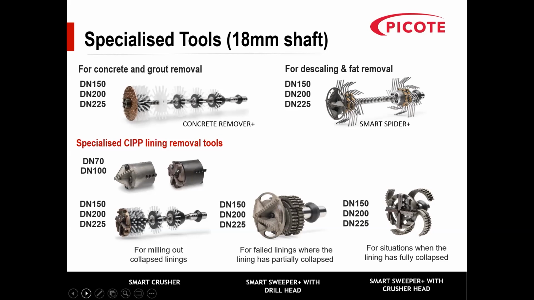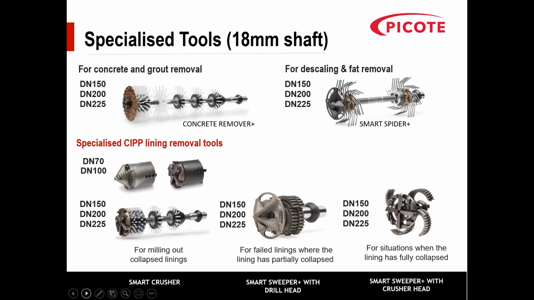We have specialist tools for reinstating or milling out collapsed liners and removing them. For a fully collapsed liner, we have a flat drill head, or a crusher head as we call it. Where we've got partially collapsed liners, we have a drill front, a pointed drill head. And you can also have what we call the sweeper behind either the flat or the front drill head.